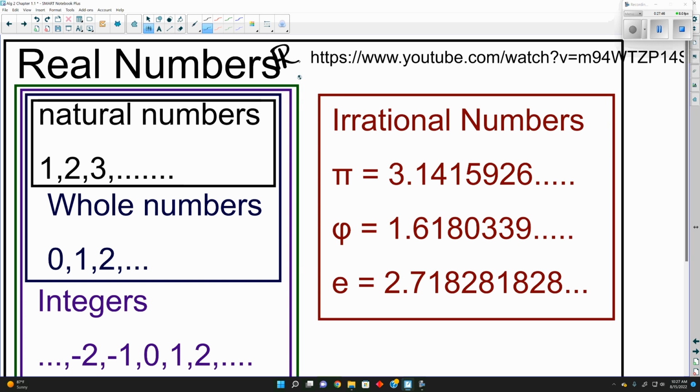Now this does beg the question, if all of these are real numbers, what does that mean? That there's going to be some that are what? Yes. There are numbers that are not real. Now, we don't technically call them not real numbers. We call them imaginary numbers or complex numbers. And we will get into complex numbers and imaginary numbers.